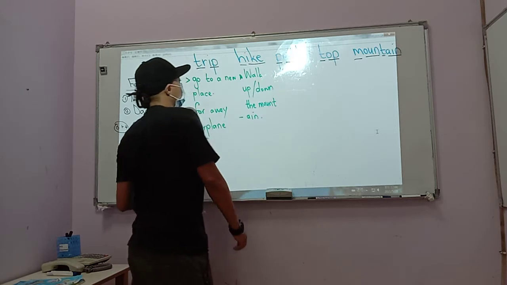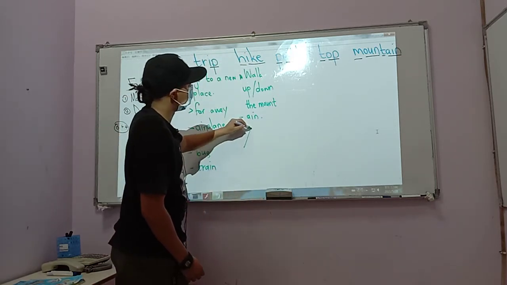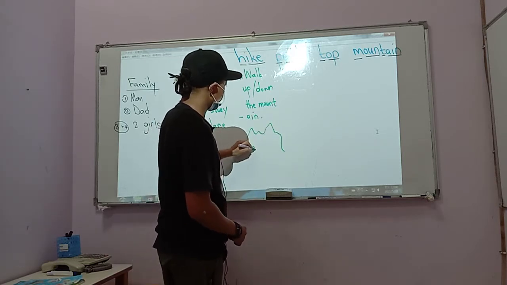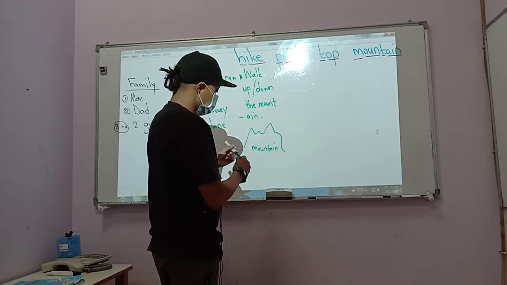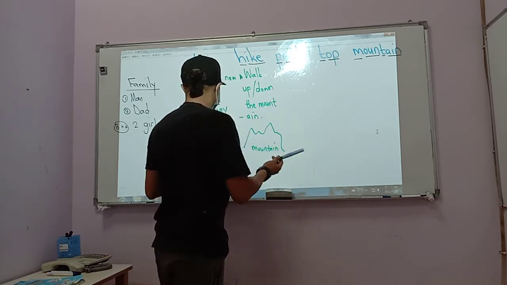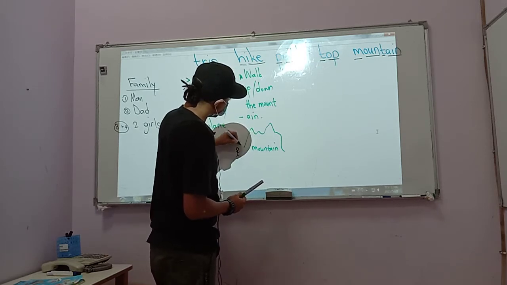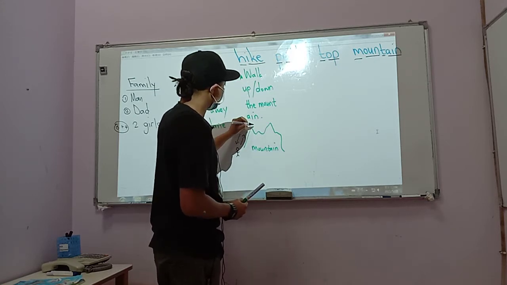Okay? A hike. This is when we walk up or down the mountain. Walk up or down the mountain. So if I have a mountain over here, okay, so this is a mountain. All right, and then people that go on a hike, they'll walk up or they will walk down. All right.